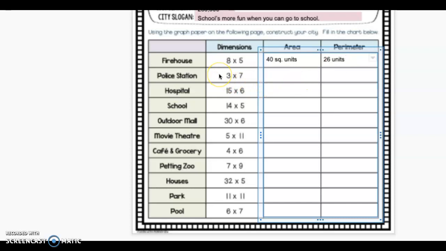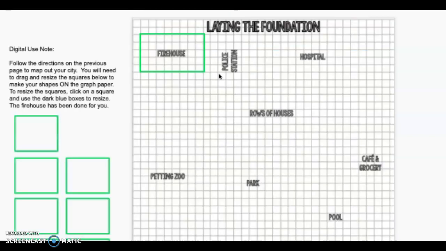The police station needs to be a 3 by 7 building. So I look for the label of police station and I grab one of these squares that are pre-made for me. 3 by 7. Let's see, that's going to have to move in about like that. And this I pull down and I make sure I'm to 7. You get the idea, don't you?